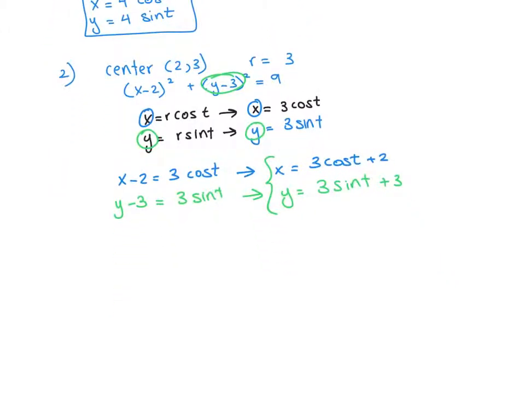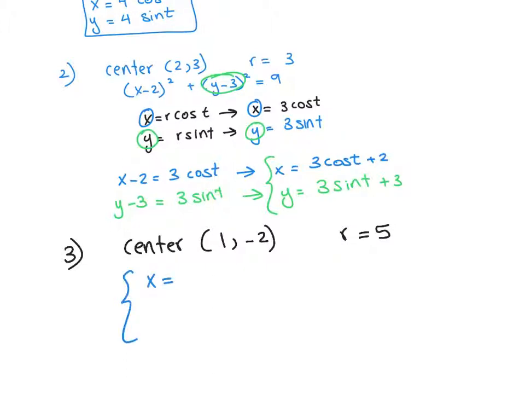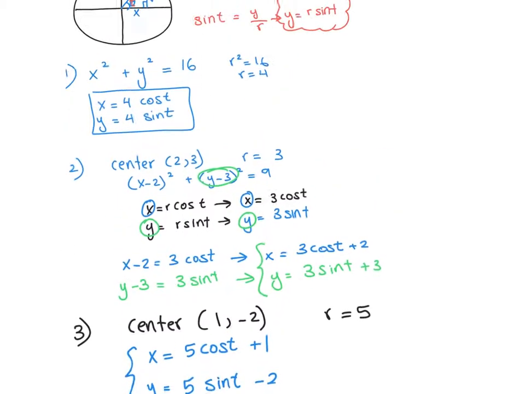So let's take an example. Let's say that they gave me that the center is at 1, negative 2, and the radius is 5. So I can simply say that the parametric equation is x equals 5 cosine t plus 1, and y is equal to 5 sine t minus 2. Because in comparison, this is shifted to the right 1, and this is shifted down 2, and that's how the parametric equation is affected. So you can immediately write the equation after you understand this.